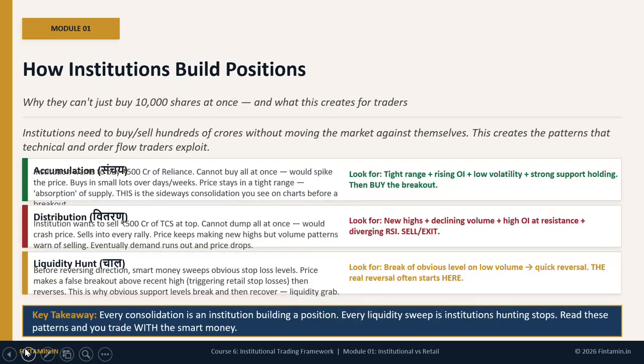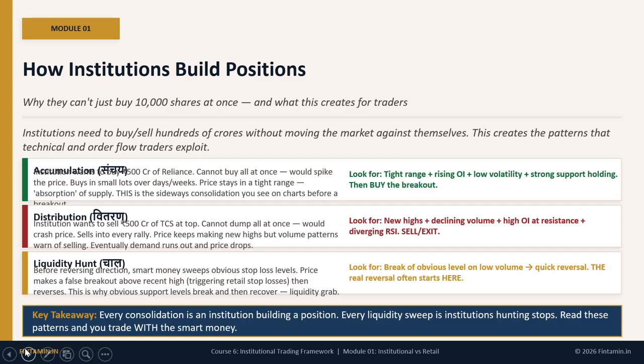Let me tell you how institutions build positions. Here is what institutions cannot do that you can. They cannot buy 500 crore rupees of Reliance in one order. It would move the price against them dramatically before they finish buying. So they buy in small pieces over days or weeks. And this process creates the chart patterns you have been learning to identify.